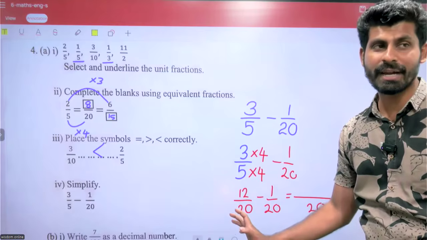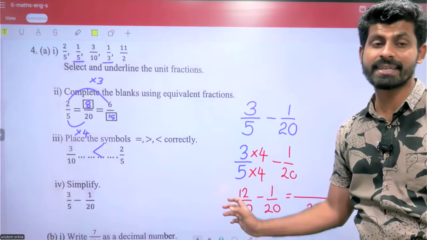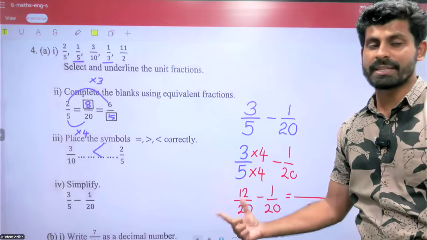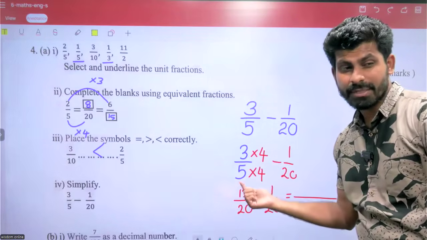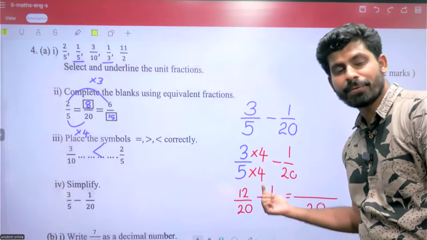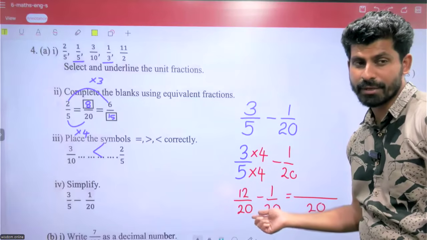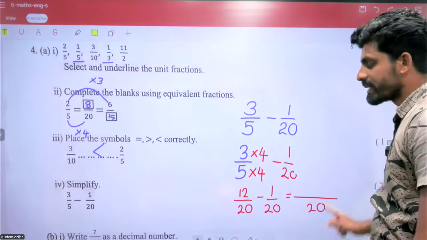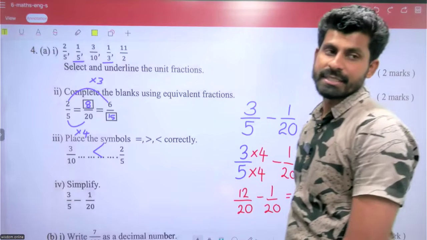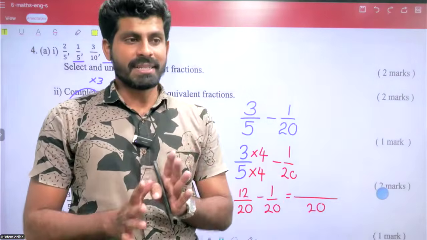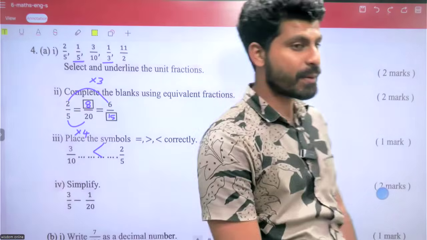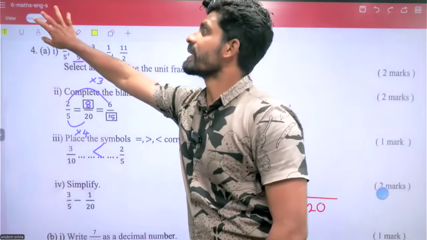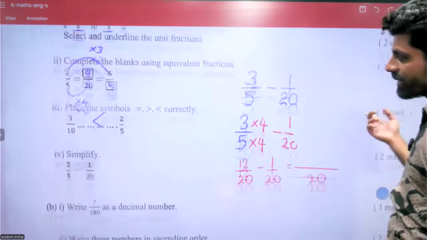Just quickly comment your answer. Right? So what is the answer? 5, we need to convert to 20. How to convert 5 to 20? 5 multiplied by 4, 3 multiplied by 4, 12. 12 over 20. That means what is the answer? Just drop your answers through the comment. I'm not going to do that one. Right? Okay.